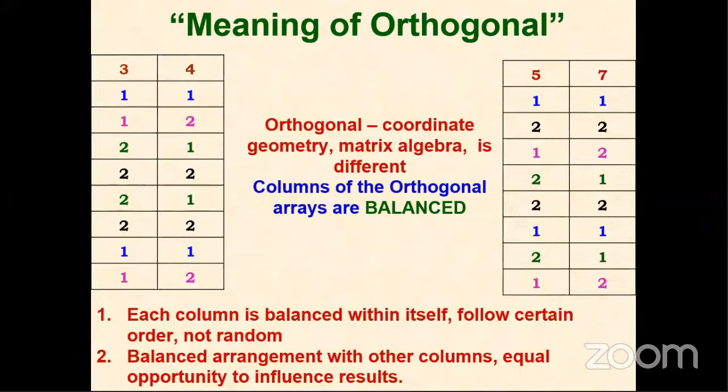Then I call it orthogonal. Columns of the orthogonal array are balanced. Each column is balanced within itself, follows a certain order, not random. It is also balanced with the other columns, this way and this way, horizontal and vertical, both ways, giving equal opportunity to influence the results. And the best parameter, the best result, is not missed at any cost. That is the extremely beautiful part of orthogonal arrays.